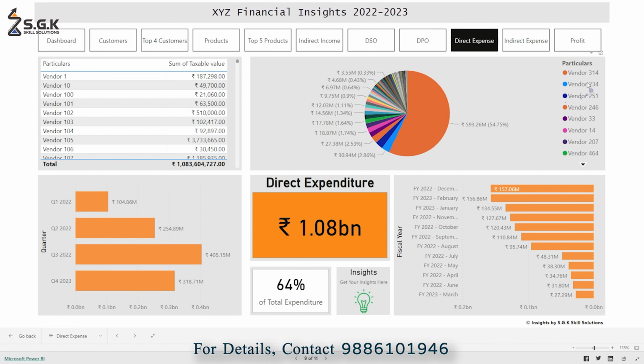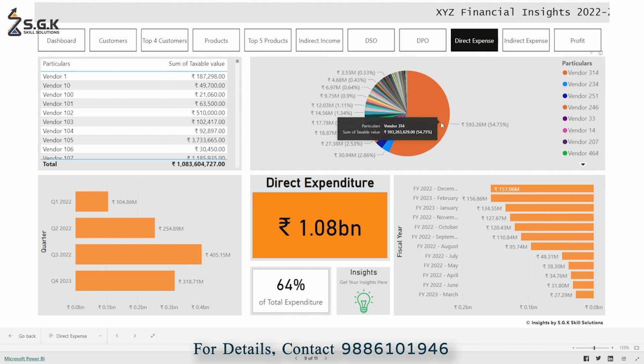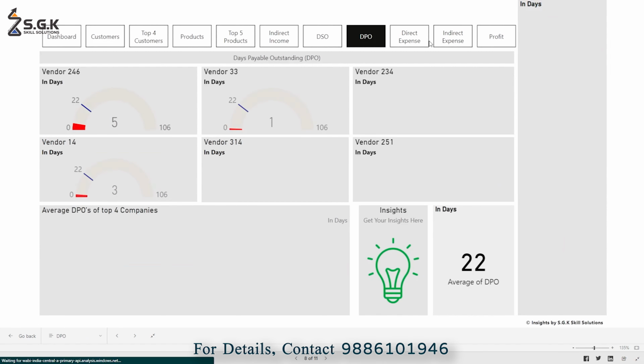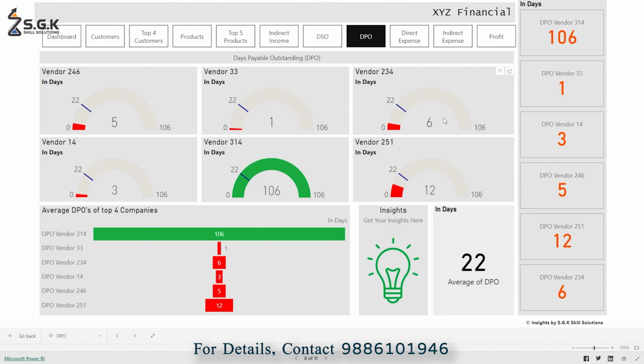There is one segment of expenditure provided by vendor 314. Vendor 314 is a vendor which is contributing to a major part of the direct expenses, so a linking required is how quickly is the entity making payments to vendor 314. Days payable outstanding. What is the time duration the entity takes to pay their vendors? 22 days, but they are paying vendor 314 more than 22 days, which is 106.